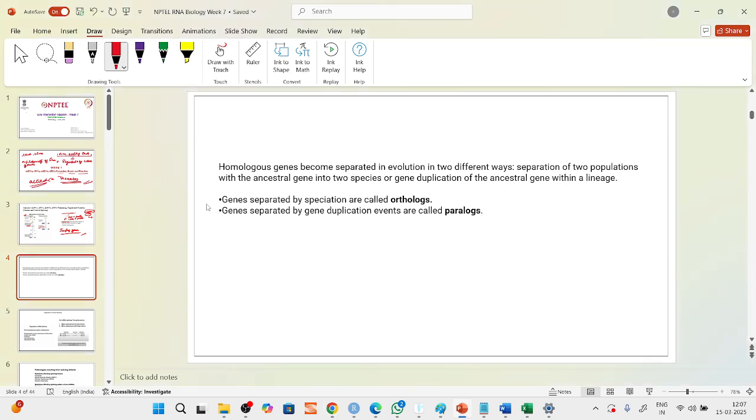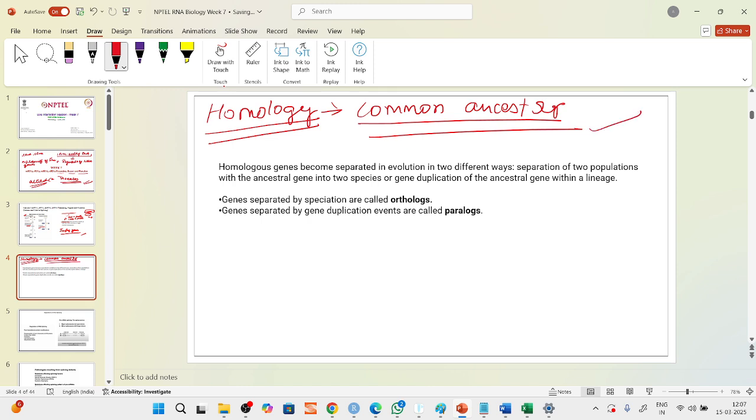So this is homology. This is important to understand. Homology means that they have a common origin point. They have a common ancestry. So whenever we talk about homology, we talk about a common ancestry, that is, they have a common point.